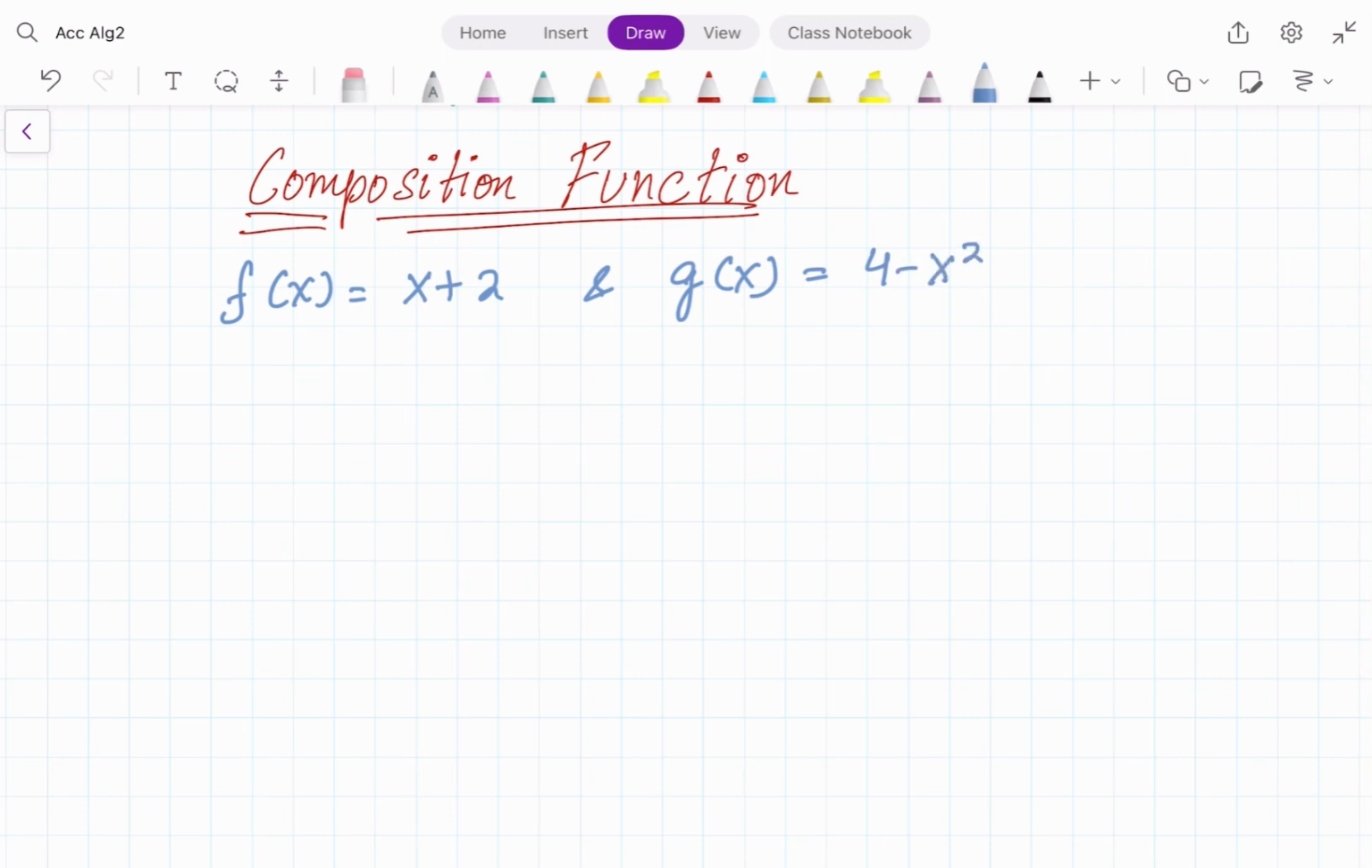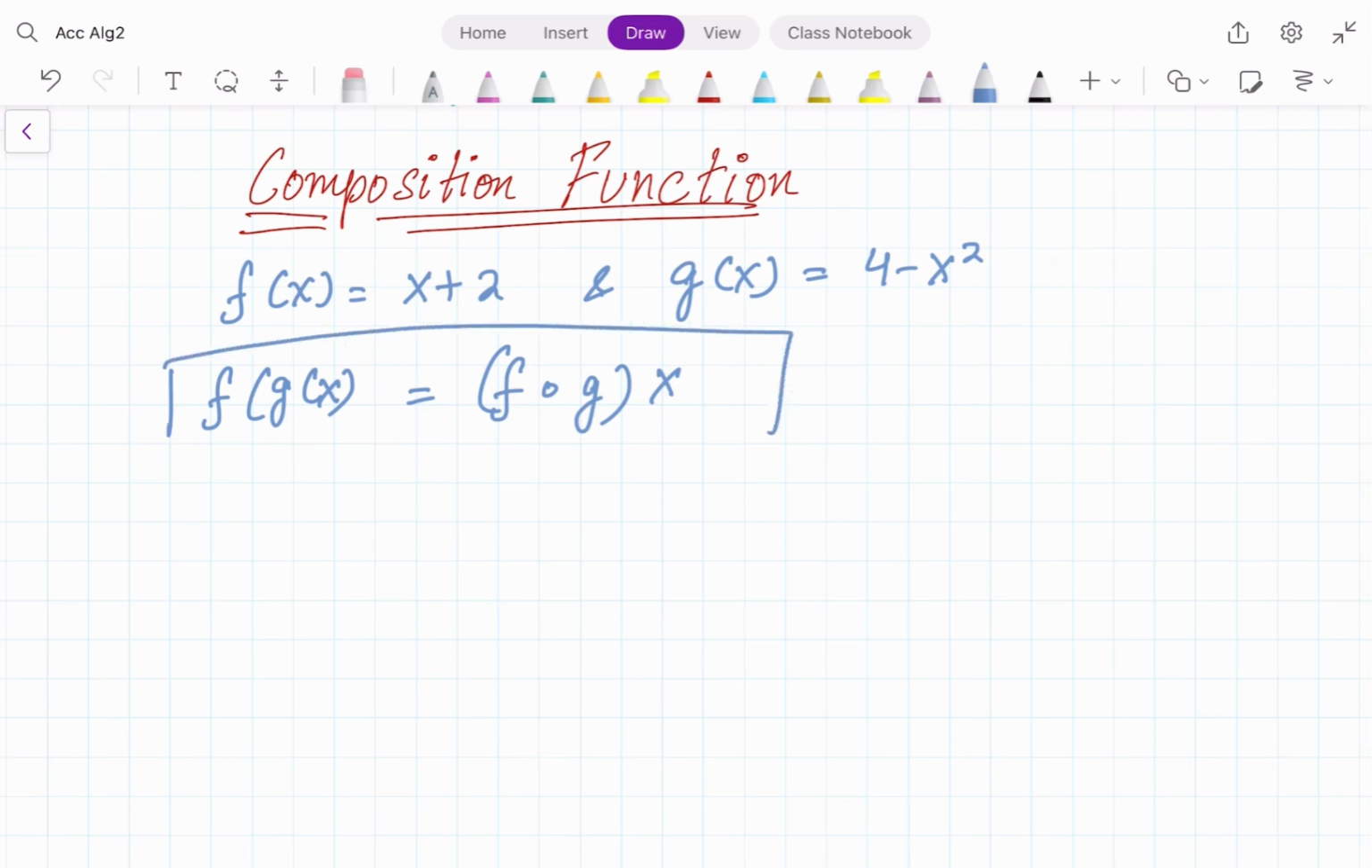We have this function. When we are writing the composite function, we say f of g of x, or the other way is an open dot between f and g. And how to read it? We say this is f composed with g. So f is the outside function and g is the inside function. That's why it says f composed with g.